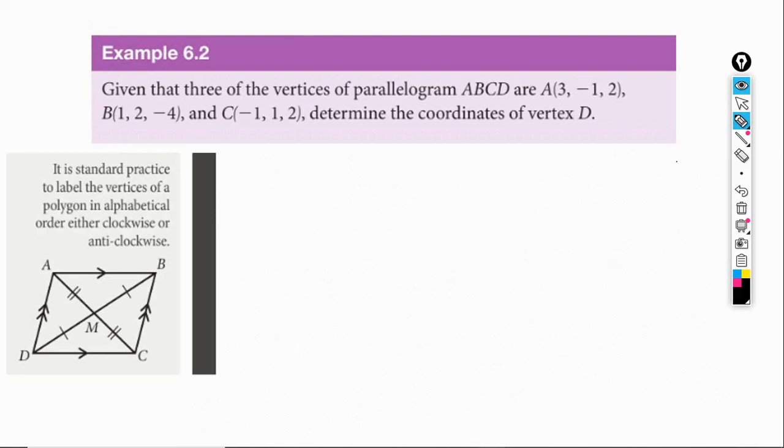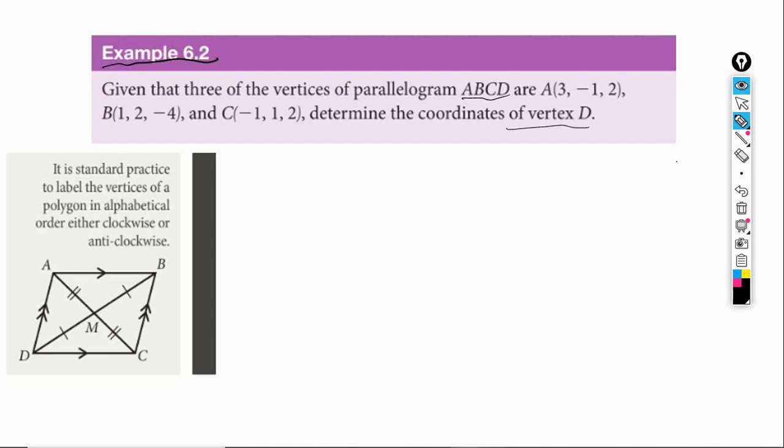Okay, so now we're on example 6.2, and they tell us that given 3 of the vertices of a parallelogram ABCD, and they give us the coordinates of A, B, and C, they ask us to determine the coordinates of vertex D.